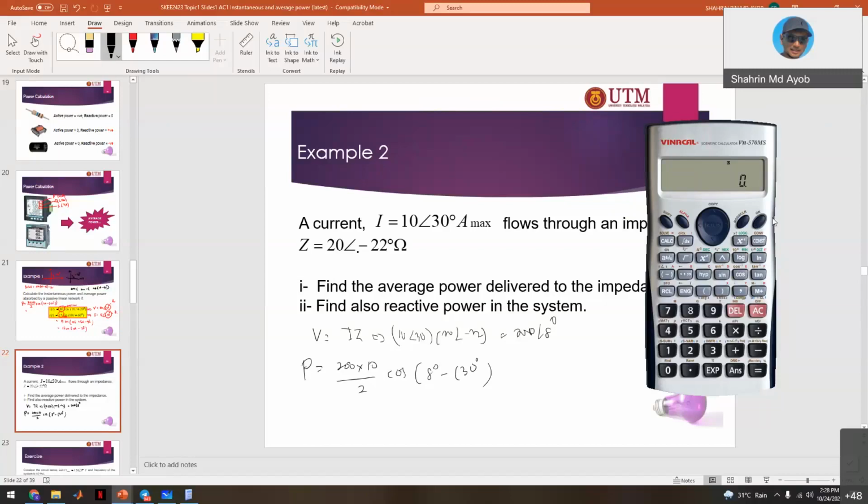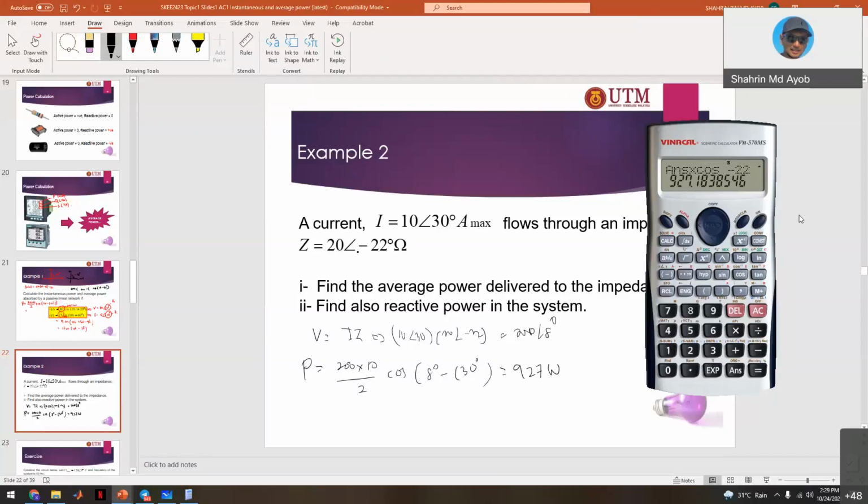Okay. So 200, sorry, 100 multiplied by 10 over 2, then multiplied by cos negative 22. 927, is it? Oh, 927. Okay, good. 927 watt.